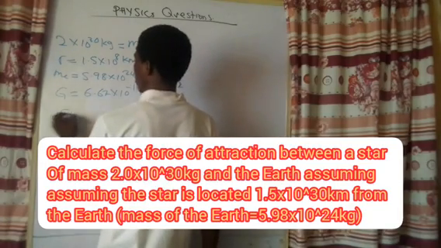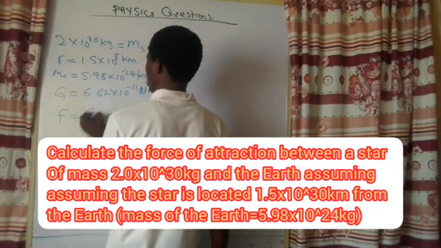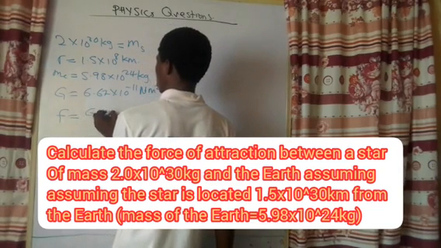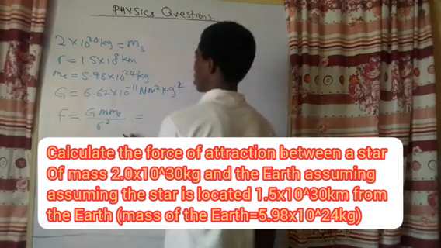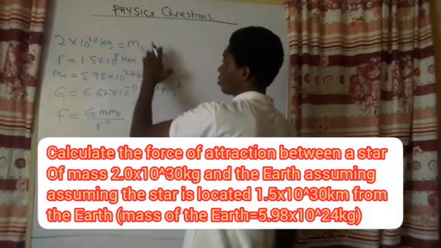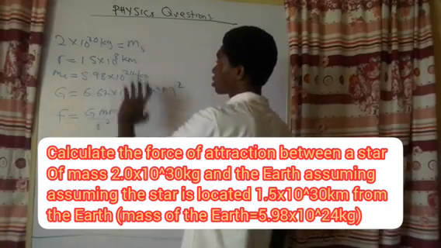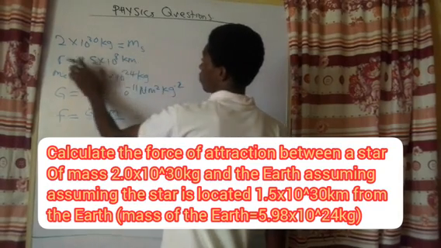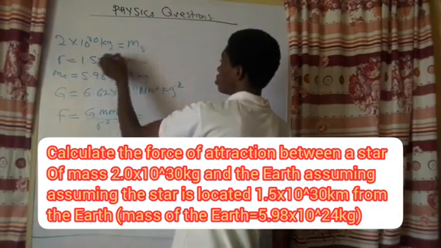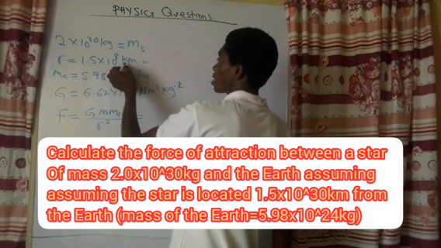We know that F equals G m1 m2 over R square. So now let us look at these things. Are all these quantities in SI units? Everything is in SI units apart from the radius. This radius is in kilometer. Convert it to meter.